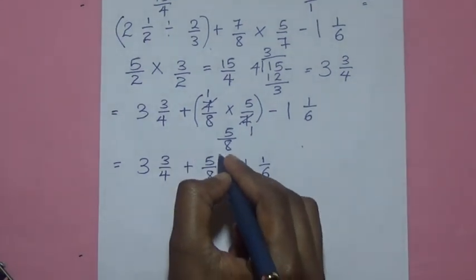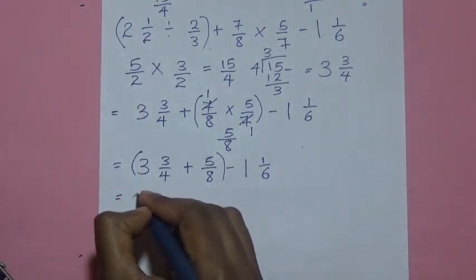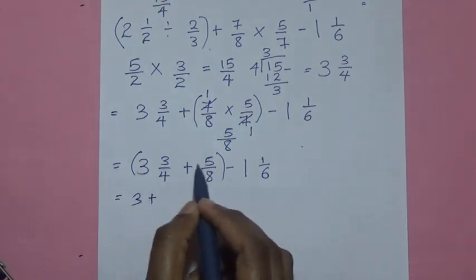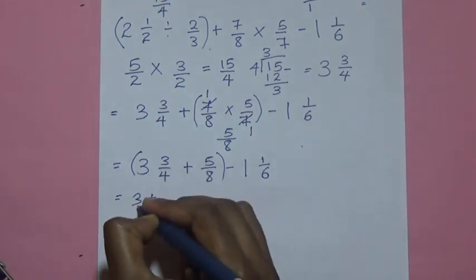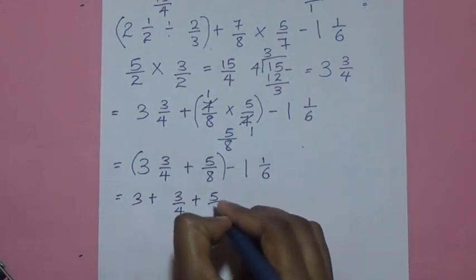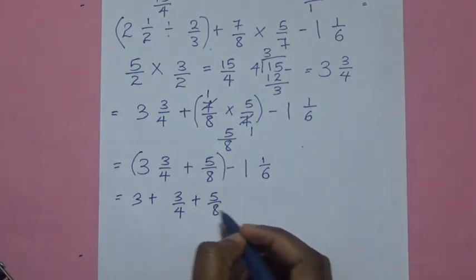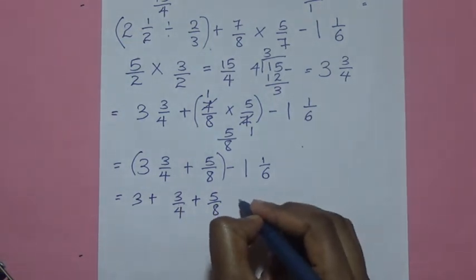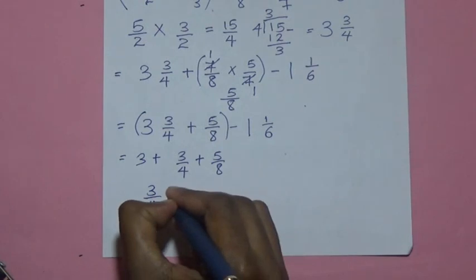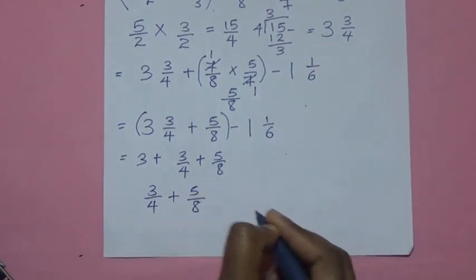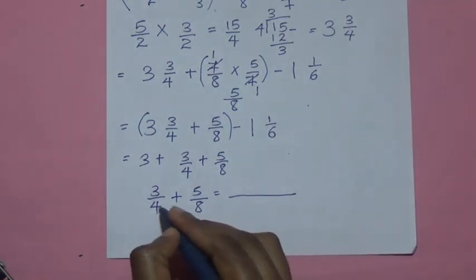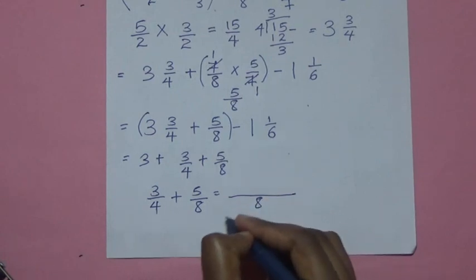So the next one will be addition. So it will be a 3 plus, we separate the whole number and the fractions. So it will be 3 plus 3 over 4 plus 5 over 8. First, let us add the fractions. We will have 3 over 4 plus 5 over 8. We need to find the LCM of 4 and 8. The LCM will be 8 when you calculate.